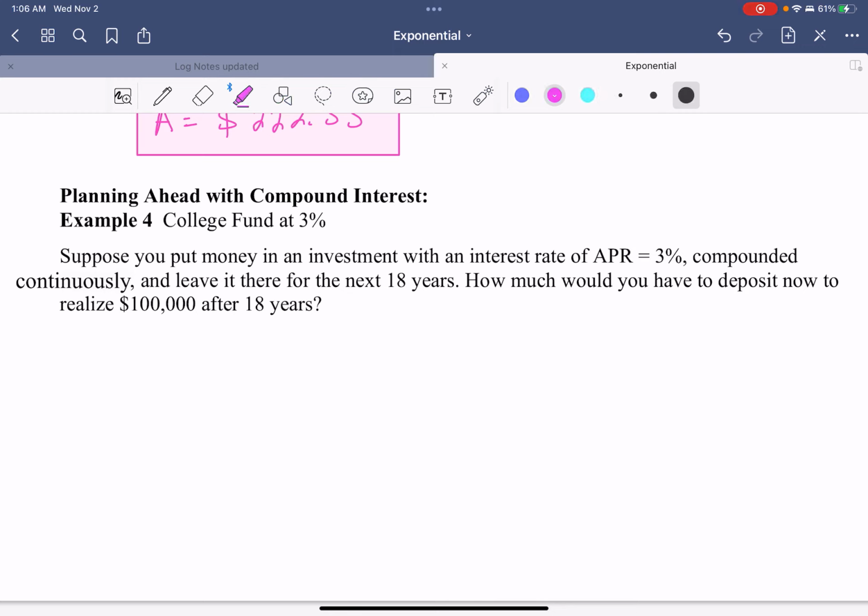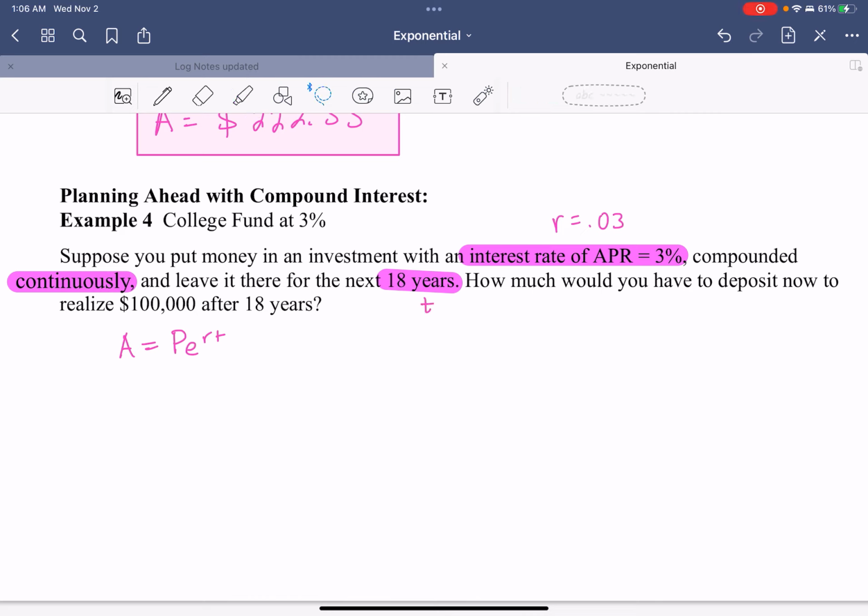All right, so key features here. Interest rate of APR 3% means that your rate is 0.03. Compounded continuously lets you know you're going to use the PERT equation. 18 years will be your time.